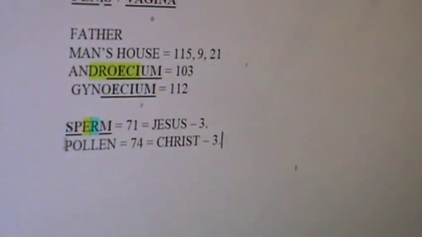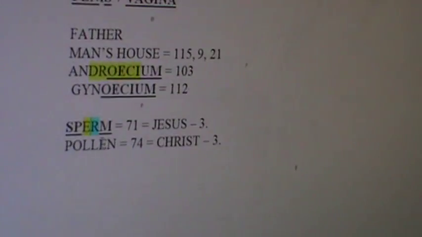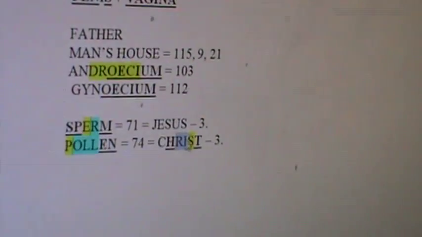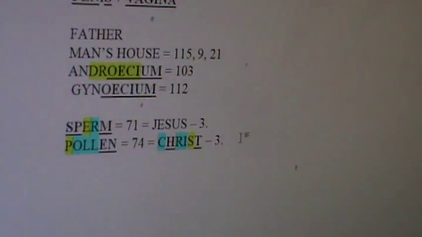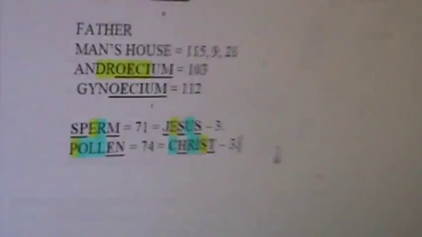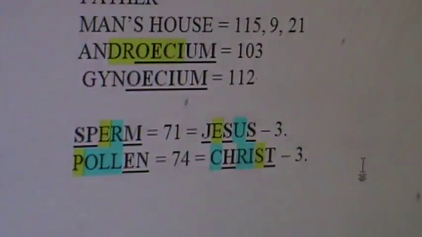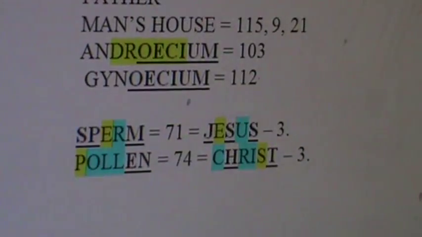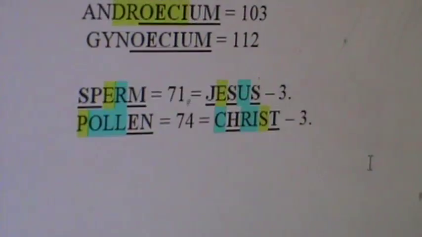Because in pollen you have, I've already mentioned it before, the 2 plus 2s, just like here. You have the single plus 1, just like here. And then the other 3 letters all divide by 3. Okay? So this is a huge revelation for mankind. That sperm equals Jesus minus 3, and pollen equals Christ minus 3. See how much patience is required to get these amazing gems? It took us a long time to get to this place.